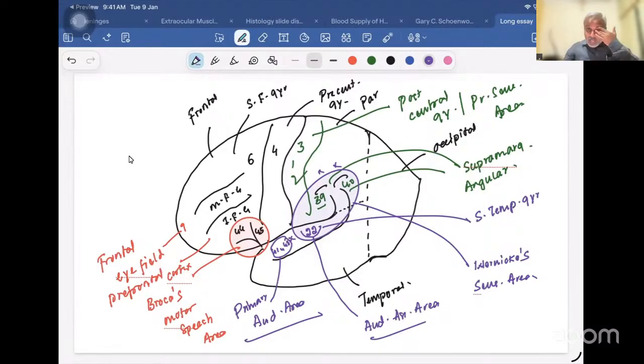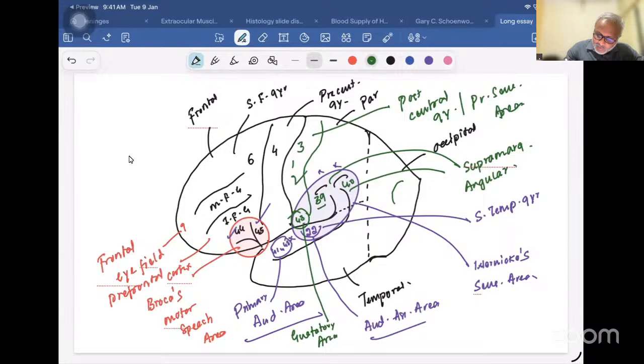Now, if this is 41, 42, is there any area called 43? Because we learned about 44, we learned about 45. Is there any area which is called 43? There is an area close to the lower part of the post-central gyrus. This area is also referred to as the primary gustatory area. What do we mean by this? This is the area that is responsible for perception of taste. Right? Gustatory area. Done. Let's move on to the occipital lobe.